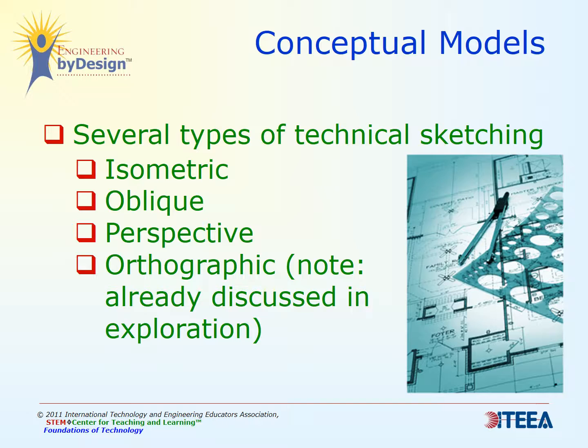Technical sketching. For conceptual models, there are several types of technical sketching: isometric, oblique, perspective, orthographic. And we've already discussed orthographics.